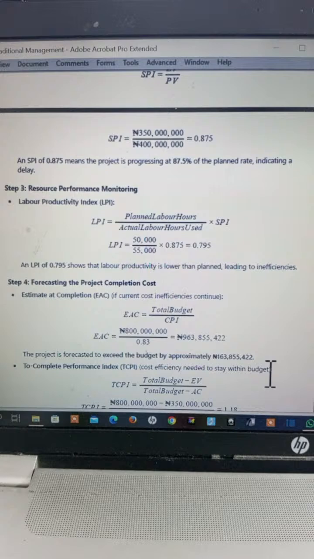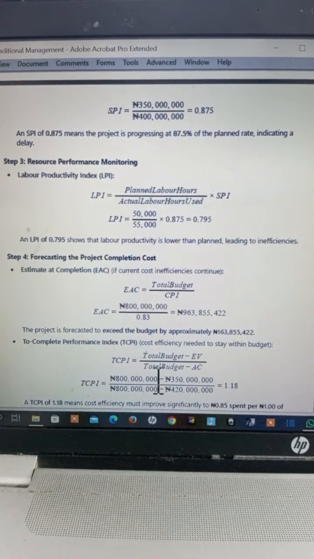What you will do is total budget minus earned value, all over total budget minus actual cost. In this case, 800 million minus 350 million, divided by 800 million minus 420 million. I am taking time because you need to know this, okay? I think this might even be one of the major things you need to know, because this is the main monitoring we are talking about.